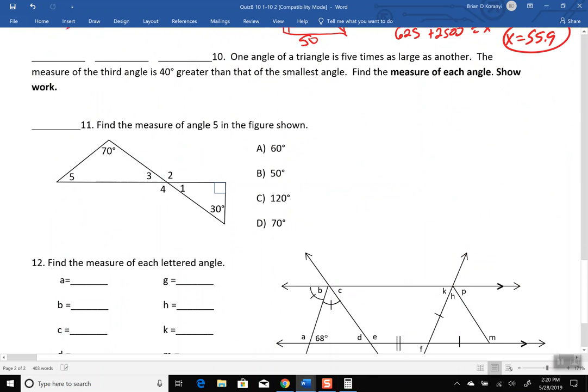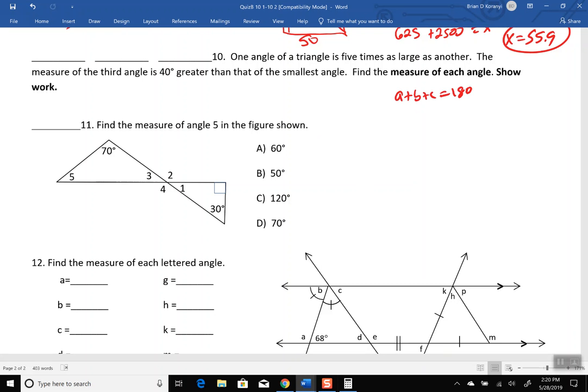One angle of a triangle is 5 times as large as another. The measure of the third angle is 40 degrees greater than that of the small angle. Find the measure of each angle. Well, here's the thing. I know the 3 angles of a triangle add up to 180 degrees. So let's see if I can work with this a little bit. So one angle of a triangle is 5 times as large as the other. And the measure of the third angle is 40 degrees greater than that of the smallest angle.